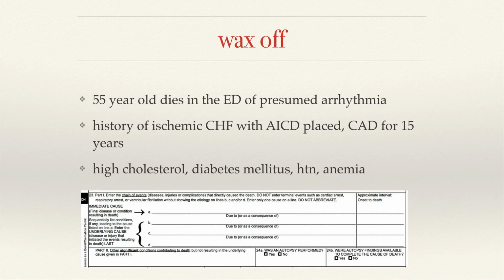There's a 55-year-old who dies in the ED because of probable cardiac arrhythmia. And we are guessing that because he has a history of ischemic heart disease with the AICD placed. And based on the history, he had a sudden loss of consciousness and arrest and was not able to be resuscitated. So we are going to make our most probable estimation that this patient died of ventricular arrhythmia. Again, there's no way to confirm that, but that's not what the death certificate requires. It requires our best estimate as to the cause of death.